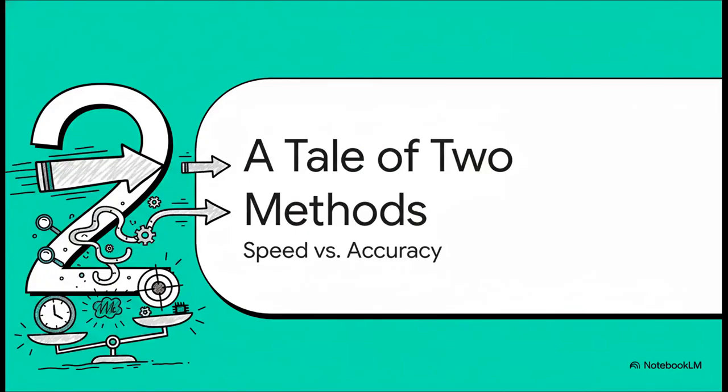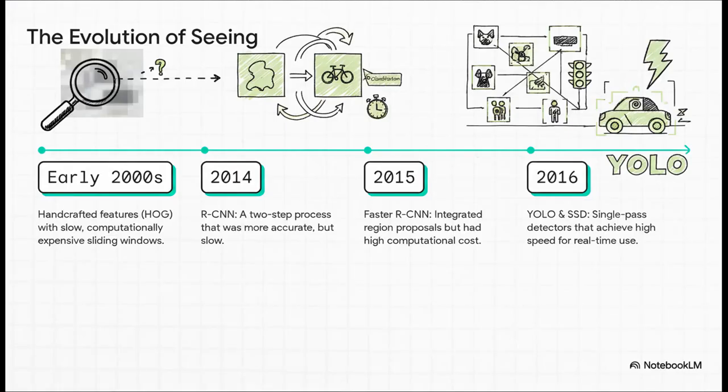The whole history of object detection has been this constant battle, this tug of war between two really important things: how accurate you are and how fast you are. For the longest time, you kind of had to pick one. You couldn't have both. For years, the methods were just painfully slow. I mean, think about scanning a huge photo with a tiny magnifying glass, over and over again.